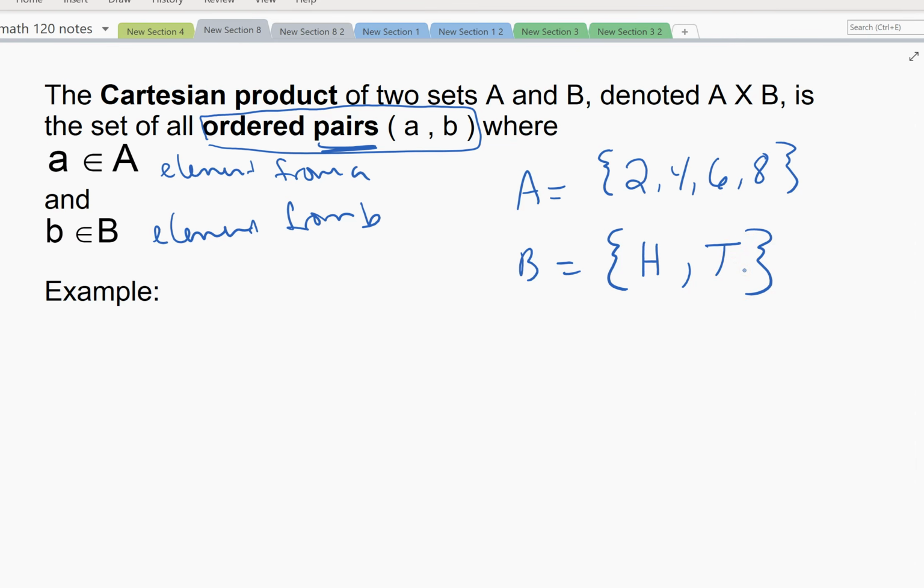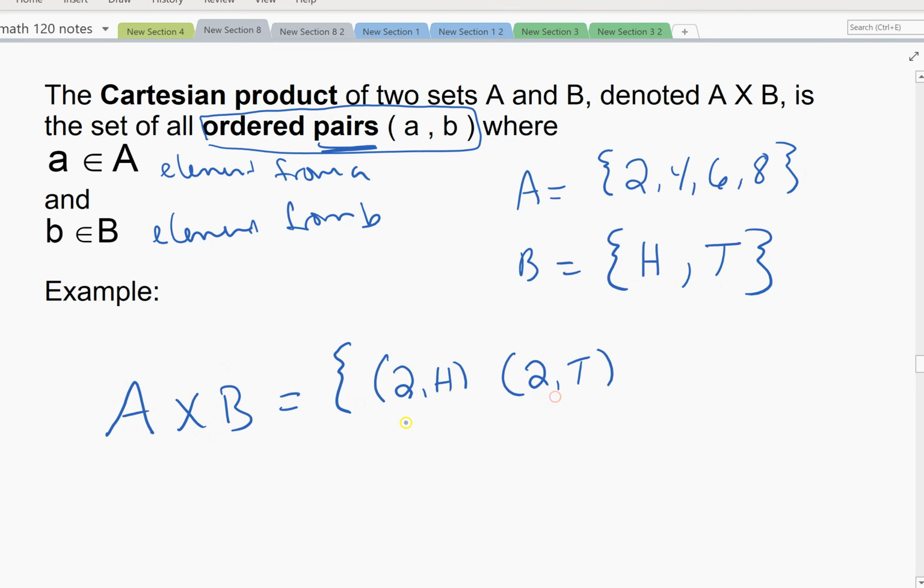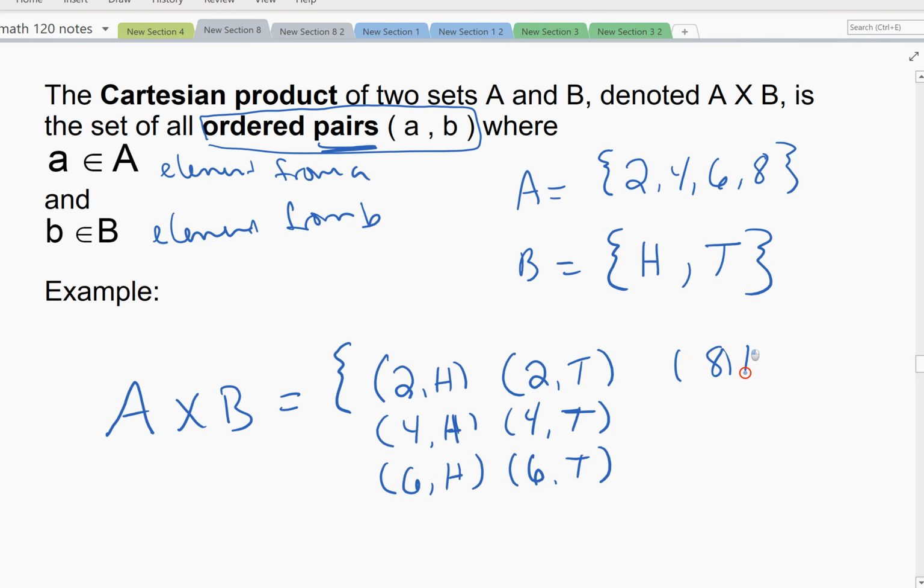and I want to know what are all my possible outcomes if I pair A and B together. And that's what my Cartesian product is. I'm going to pick something from A and pair it with something from B. So basically every number in A gets paired with both of my letters from B. So one option is I roll a 2 and heads. Another option is I roll a 2 and I get tails. Or I can roll a 4 and get heads. And I can roll a 4 and get tails. 6 and heads. 6 and tails. 8 and heads. 8 and tails.